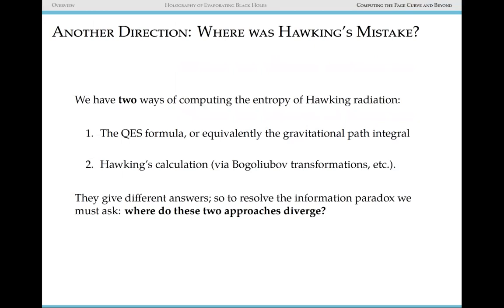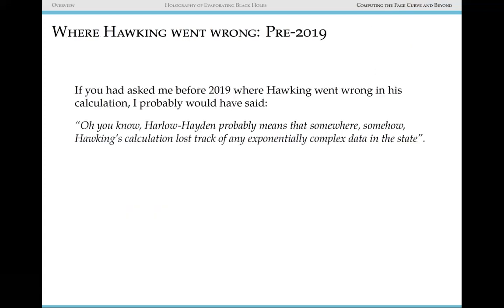So we want to merge these two calculations. We want to understand the gap between them, which means understanding in some sense where Hawking went wrong. One way in which we can say Hawking went wrong is that he wasn't sensitive to the fact that you need to be able to execute quantum tasks that are exponentially hard in order to see that the radiation contains information about the black hole interior.